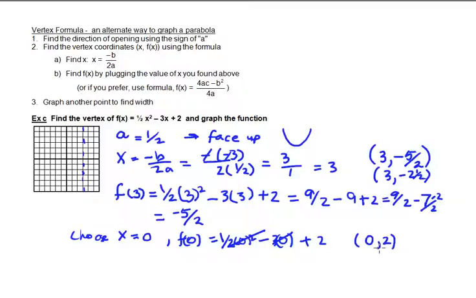It's not the vertex, but if we take a look over here, 0, 2 comes out over here. And so we can envision what this parabola will look like. We have a mirror image point on the other side of the axis of symmetry at the same level. And so we can connect the dots and see that this parabola will look something like this.